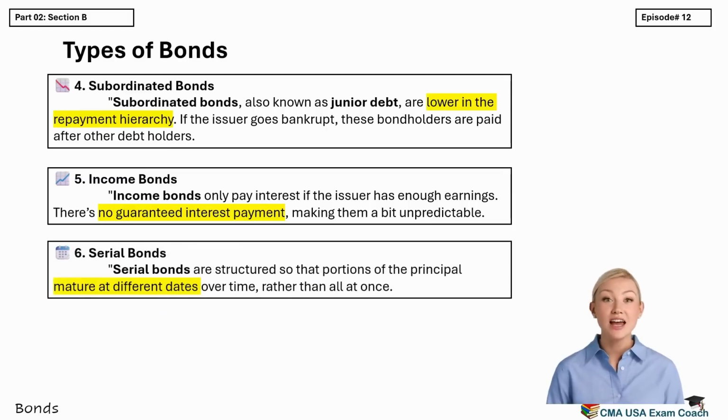Serial bonds are issued with staggered maturity dates. Instead of repaying the entire principal at once, the issuer repays portions of it over time. This structure is commonly used by municipalities or large infrastructure projects that want to manage cash flow over multiple years.